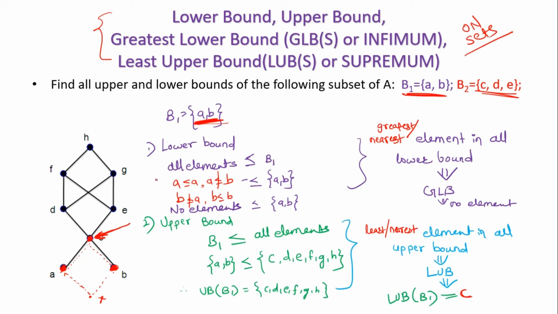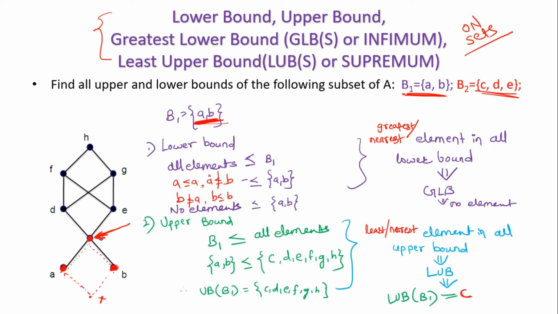Now if you have some lower bounds, the greatest lower bound can be found such that for all of this subset's elements, it is the nearest vertex, or we can say the vertex having fewer edges while traveling to that particular subset. That will be the greatest lower bound.